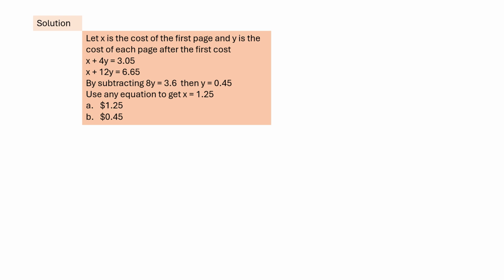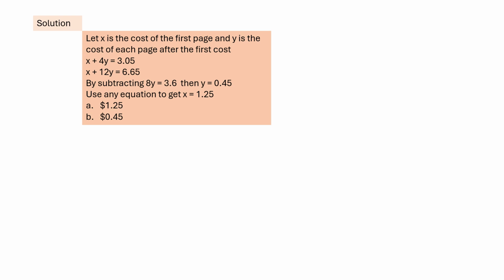Now you can subtract the two equations. You will get 8y equals 3.6, divided by 8. So the value of y, which represents the cost of each page after the first page, is 0.45. Use any equation to get x equals 1.25. So the answer A will be 1.25.